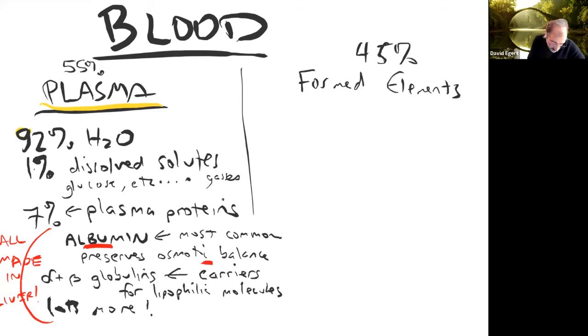So there's one other plasma protein that's not made by the liver, which we'll talk about in way more detail later. And we've already introduced the antibodies or gamma globulins.